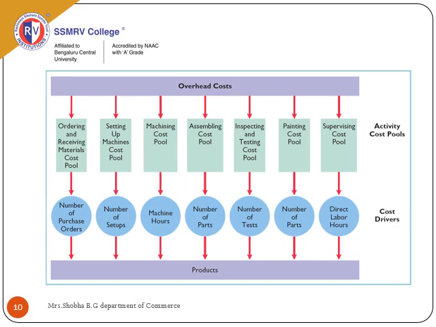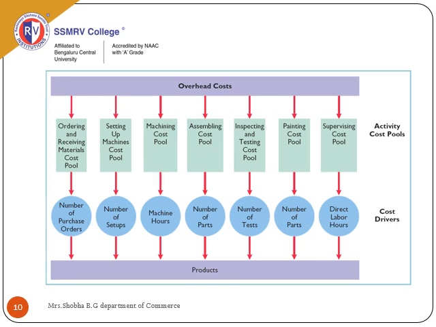So the setup cost of the machine is going to be allocated on the basis of the number of setups, meaning how many times we have changed the setup of the machines. Coming to the third one, machining cost. The cost of machining is going to be allocated on the basis of the machine hours spent on each of the products. Fourth one is assembling cost. When we assemble the different components of a product, the cost of assembling is going to be decided on the basis of the number of parts used for assembling purposes.